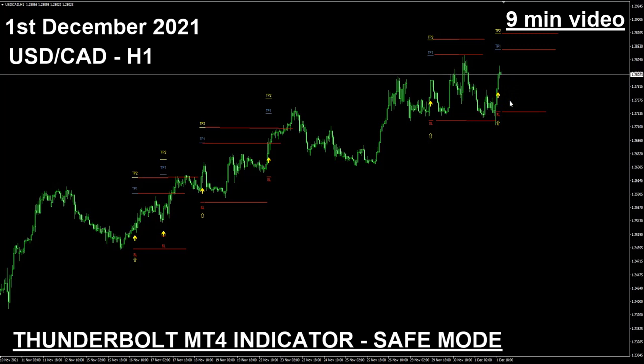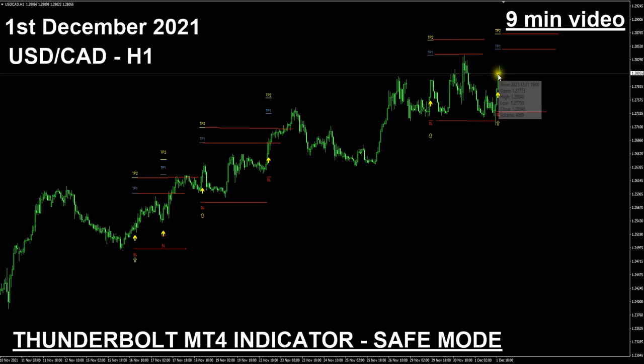So this is the Thunderbolt MT4 Indicator, and it's running in easy mode or safe mode, which I think is quite good. It gives plenty of signals and yes, quite safe. Or so it seems, at least on this currency pair. So that's where the USD CAD is right now. There is a trade currently open for buy, and clearly the trend is upwards. So it's a buy signal. Hasn't really moved hardly at all.